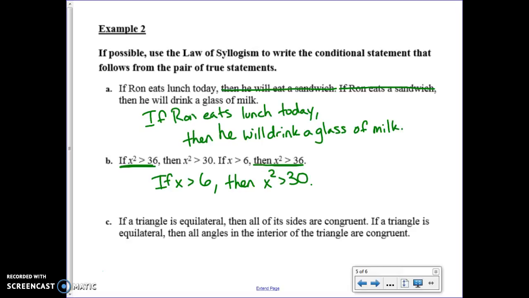Okay, if you look at part C, it says if a triangle is equilateral, then all of its sides are congruent. If a triangle is equilateral, then all angles in the interior of the triangle are congruent. Okay, this one, as I am reading through it, I hear that word equilateral twice. So if a triangle is equilateral is here, but it's also here. Both of those are a hypothesis part. So we don't have one hypothesis, one conclusion. So this isn't one that we can use the law of syllogism. So not possible to make a conclusion here.